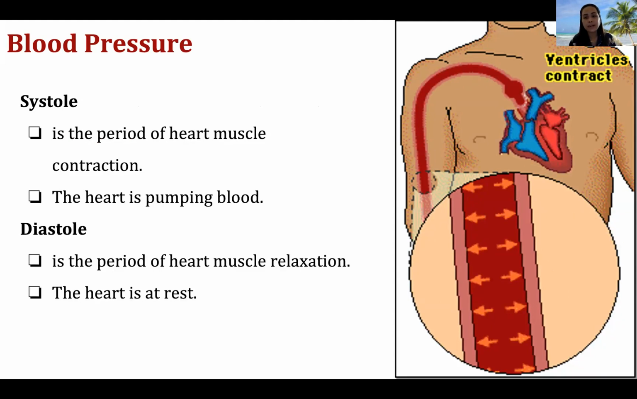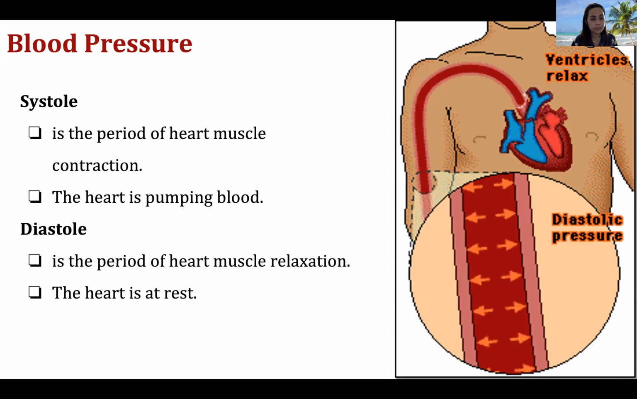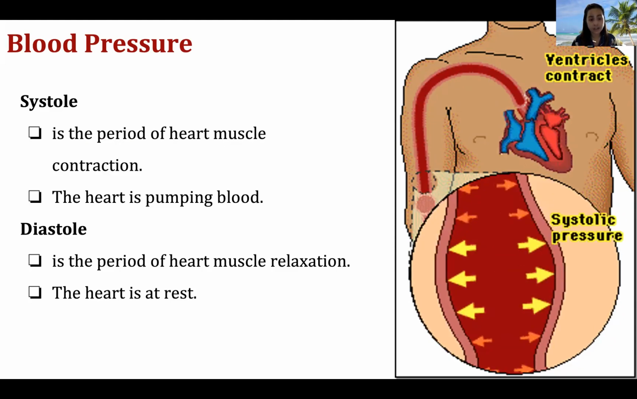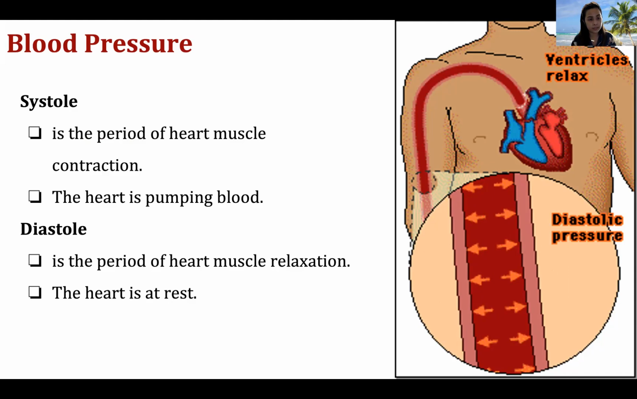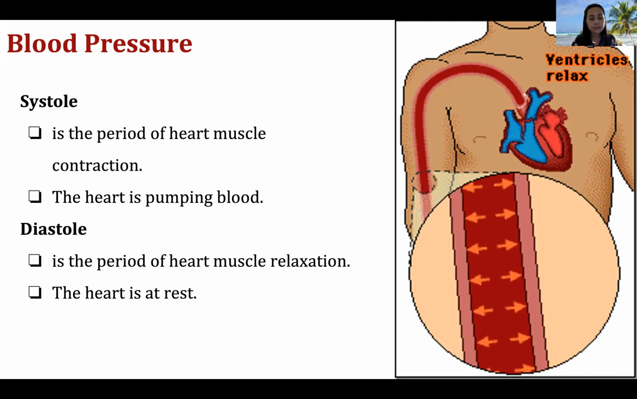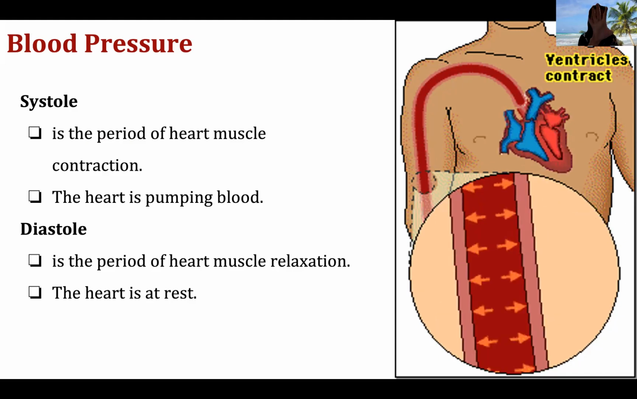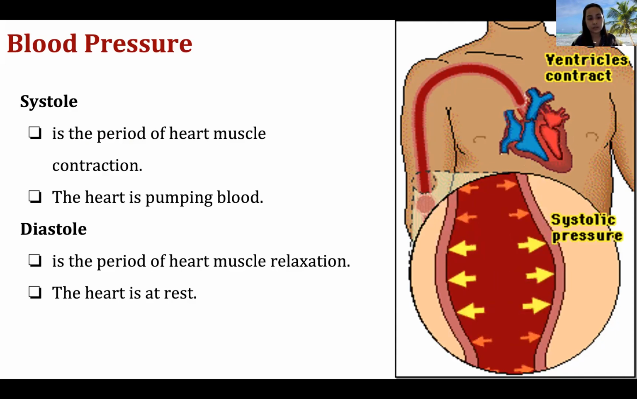What do you mean by systole and diastole? Systole is the period of heart muscle contraction. The heart is pumping blood. While diastole is a period of heart muscle relaxation. The heart is at rest. So, if your heart contracts, it will be systole. If your heart relaxes, it will be diastole.